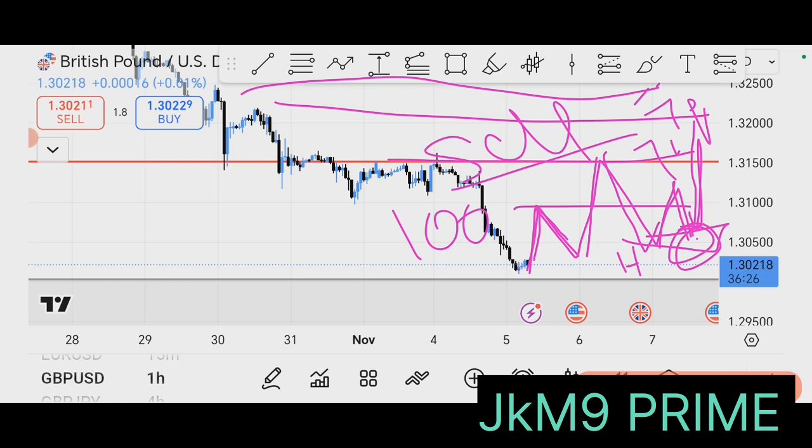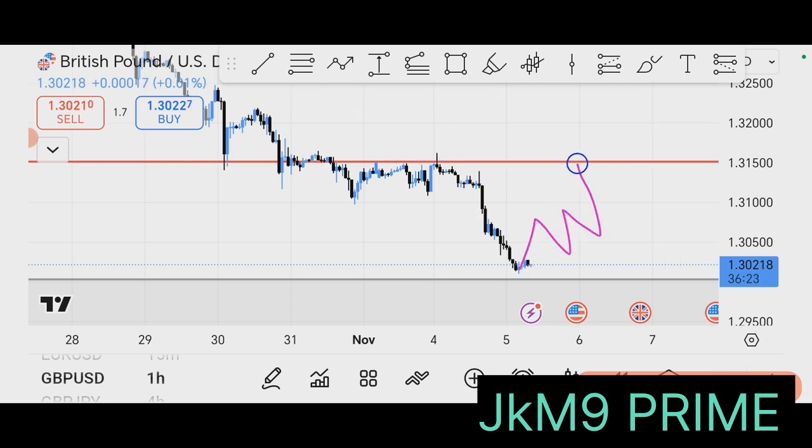So what we expect here: maybe price is going to retrace and change to a buy trend, or maybe take some retrace and then all the way go down. These two things can also happen. So we have to patiently wait and watch what will happen next, based on the London zone or New York zone. We cannot take any decision based on the current trend.